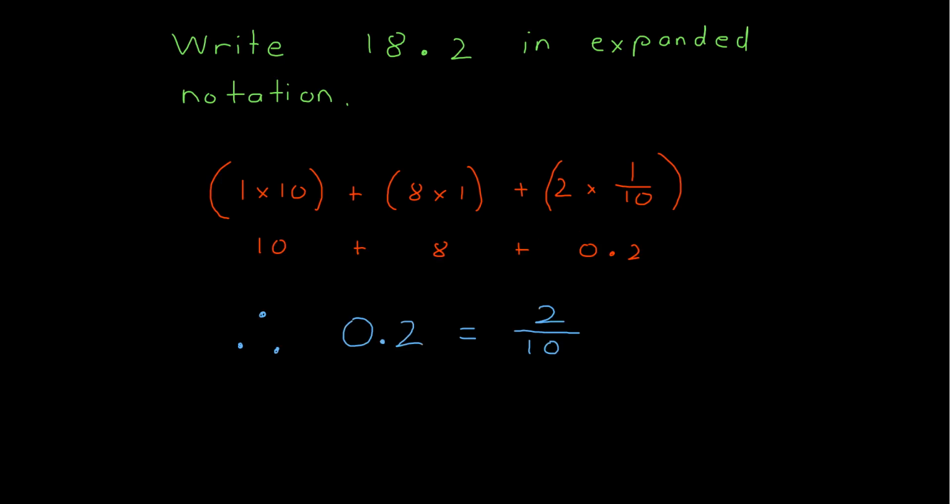Maybe you wrote it a different way. Maybe you wrote it just as 10 plus 8 plus 0.2, and that's a reasonable way to write it too. And if we look at these two ways of writing it, we can see that 2 times 1 over 10 and 0.2 mean the same thing. So 0.2 is equal to 2/10, and that's going to be important. We're going to use that relationship for some future questions.